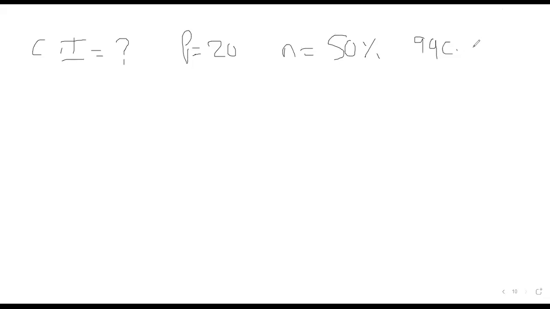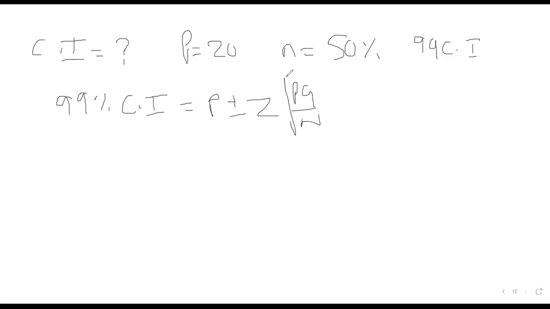Finally, we'll be asked to find the confidence interval, but what will be given are proportions. They're given a proportion of what? 20%. And your sample size is 50. And you're being asked to find what? A 99% confidence interval. So to find the 99% confidence interval, we're going to use what? Formula number 2, which is the proportion, which is P plus minus Z times the square root of PQ over n.